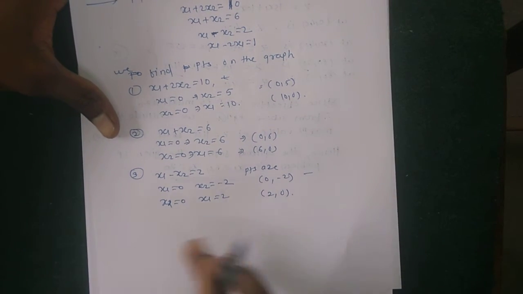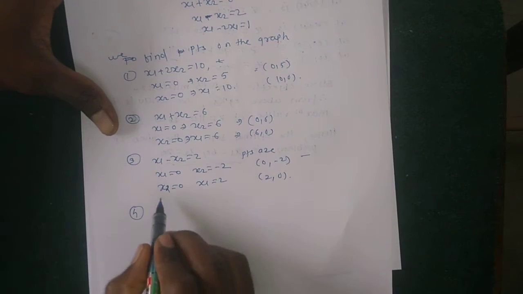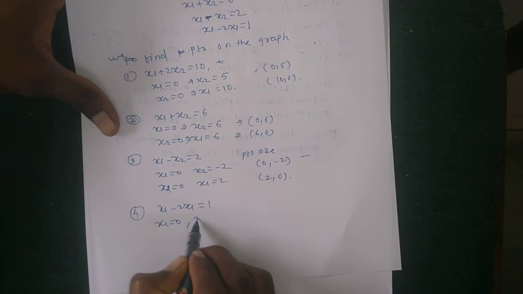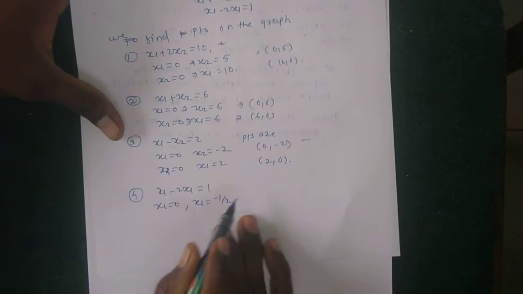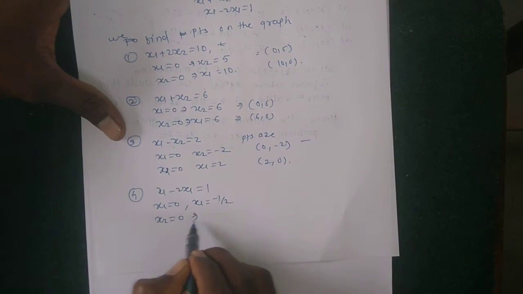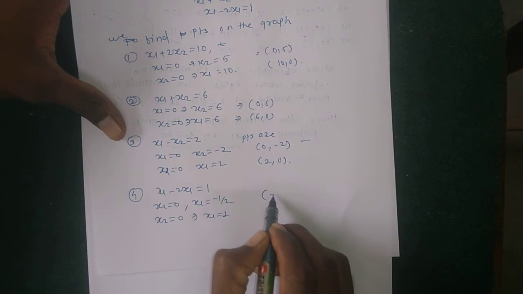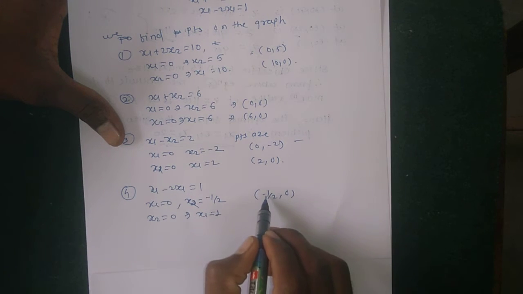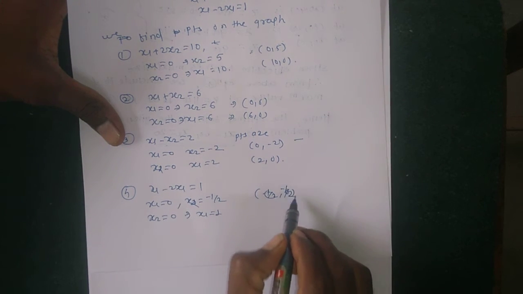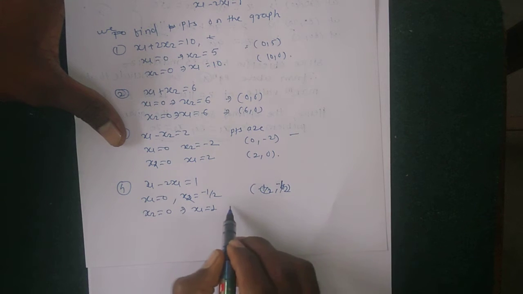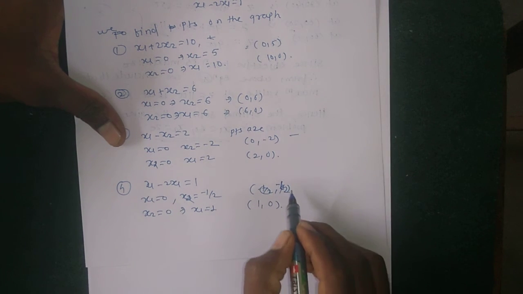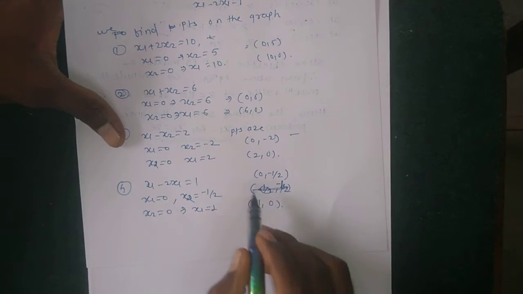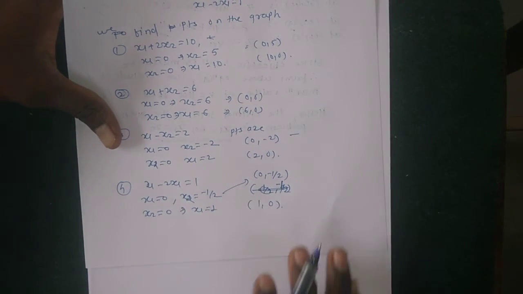Okay, and next, for fourth, x1 minus 2x2 is equal to 1, we get x1 is equal to 0, then x2 is equal to minus 1 by 2, and x2 is equal to 0, then x1 is equal to 1. We get the points 0, minus 1 by 2, and 1, 0.